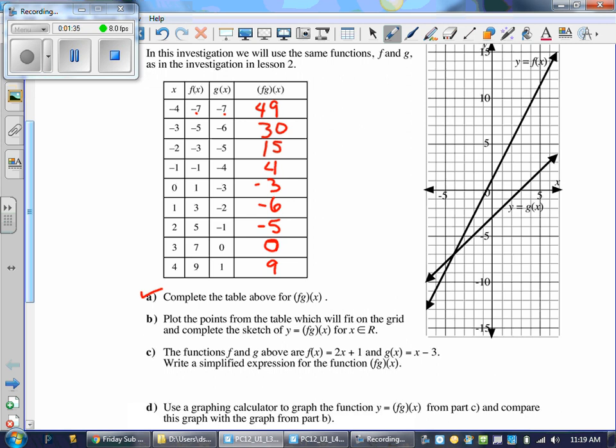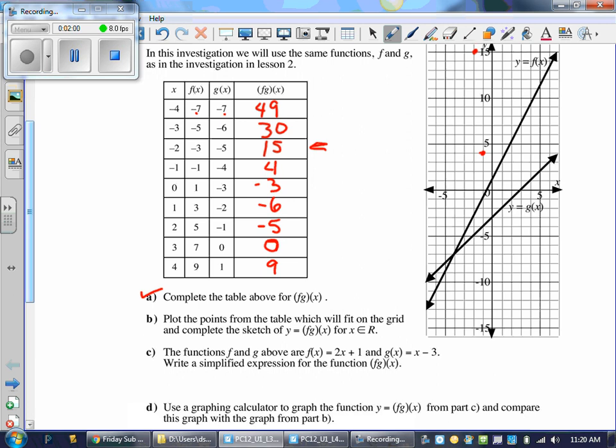So when x is -4, we have 49, which is way off the charts. So we'll skip a couple of those values. Let's go to when x is -2. Let's do this one right here. So when x is -2, we've got 15. So -2 and 15. We're going to plot that point up there, and then we'll go ahead and do the other one. So when x is -1, we have 4.